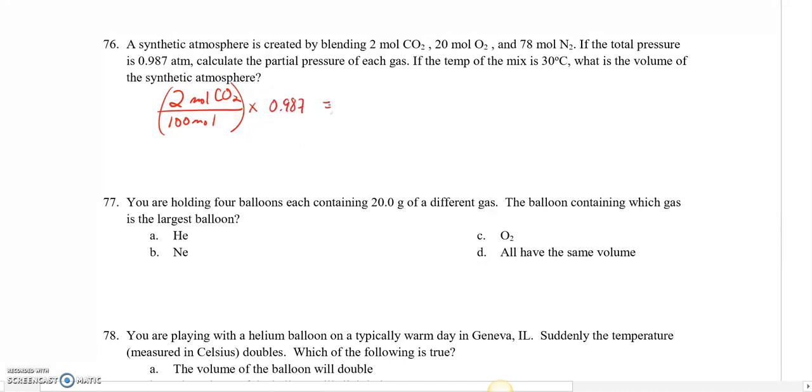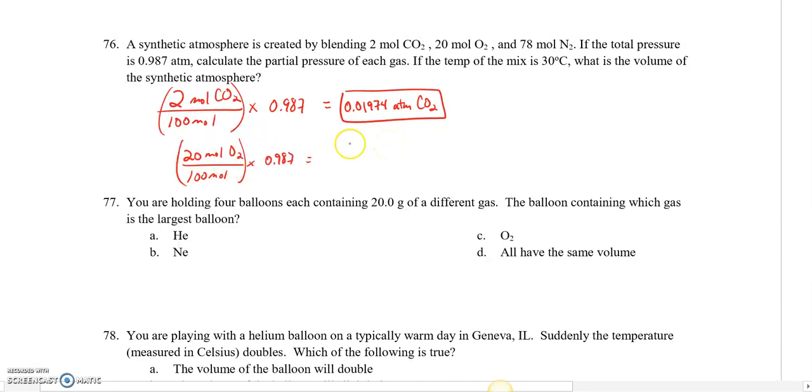That would give us the partial pressure of carbon dioxide to be 0.01974 atm CO2. Do the same ratio for oxygen, 20 out of 100. Gives you 0.1974. And then you can just subtract from 0.987 to get the partial pressure of the N2, 0.77.